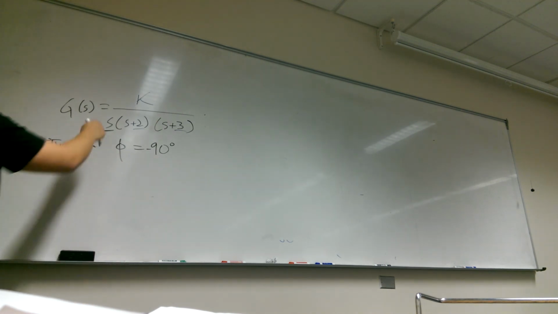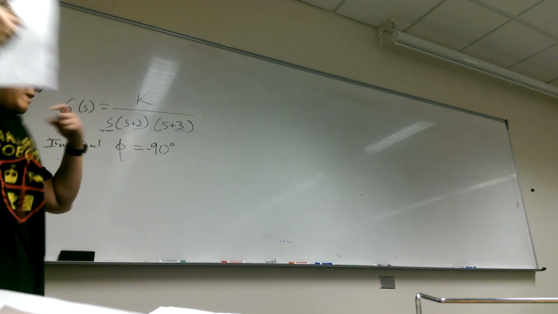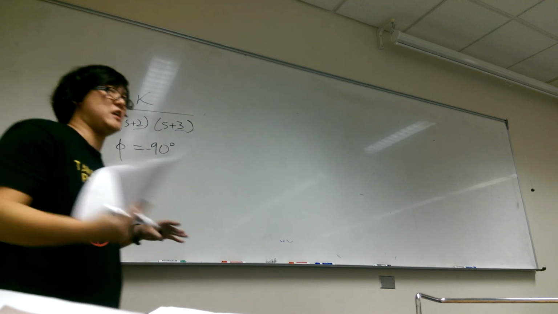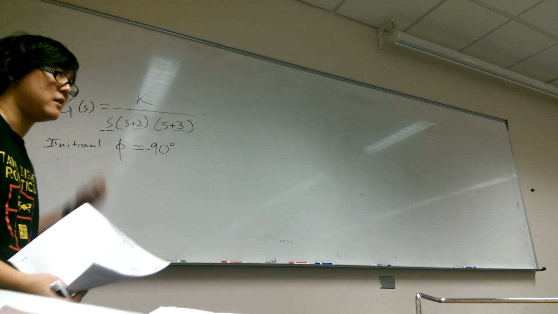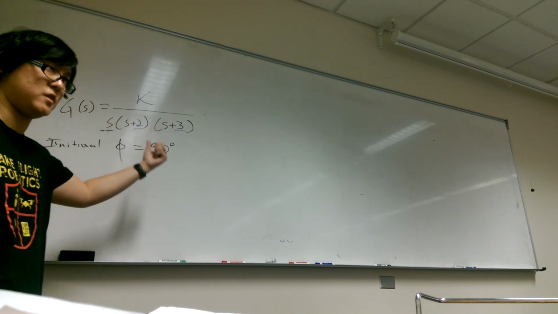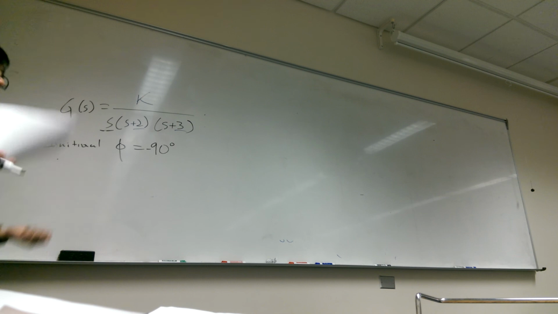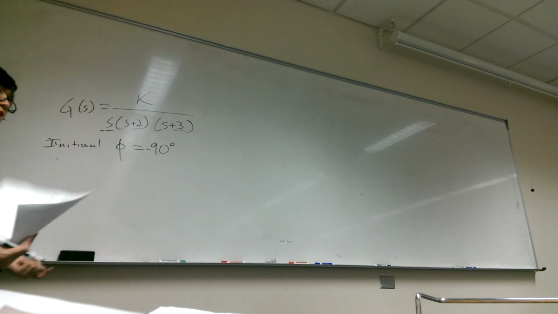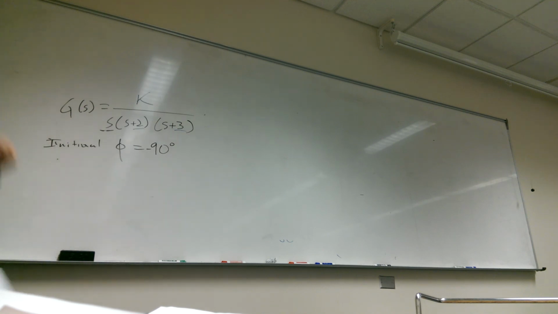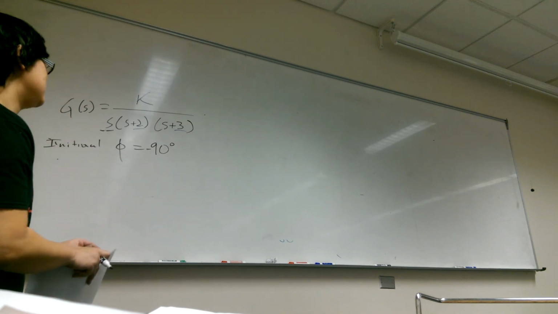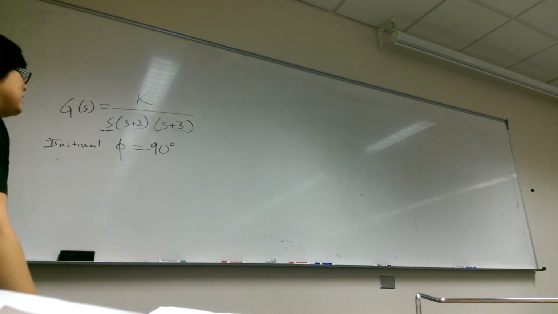All right, so pole at the origin, so it's negative 90. Just get in the habit of memorizing this. Remember, in general, poles are negatives and zeros are positives. Even when you were summing up the angles in the root locus, zeros were positive, poles were negative. So this is just the general rule. When you think zeros, think adding. When you think poles, think subtracting. Poles minus, zeros plus.